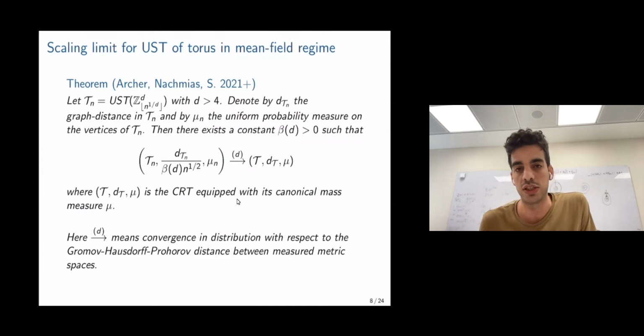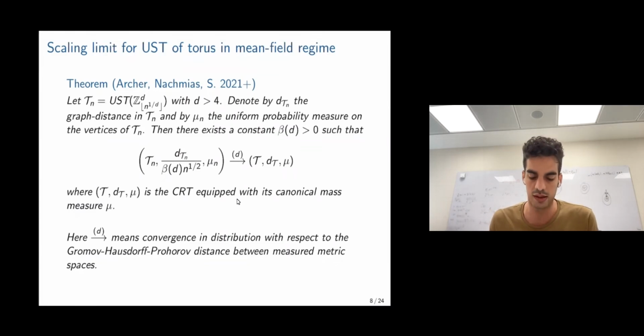In lower dimensions, we do not expect the CRT to be the scaling limit, except in d equals 4, where we still expect to see the CRT as the scaling limit, but we also expect to have some logarithmic correction. So it will not be scaled by square root n exactly. This is the critical case. It will be scaled by square root n times some logarithmic correction.